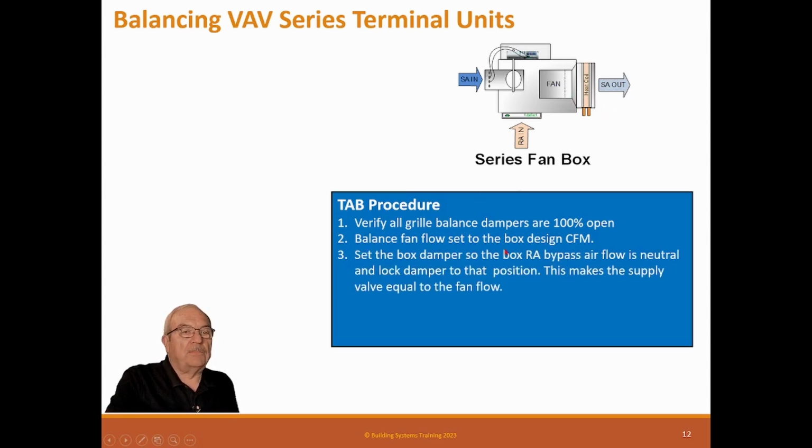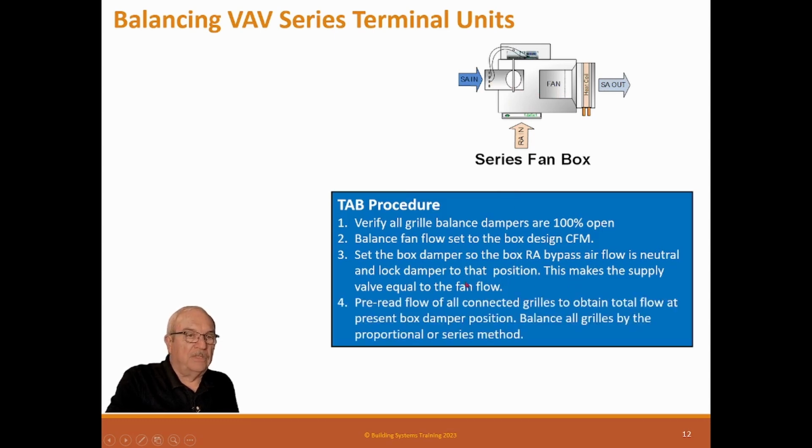Set the box damper so the box return air bypass flow is neutral. So then what you do is you go in here and you open this damper until there's no flow in or out of this opening here to the plenum. That makes this air equal to that air, so you know that all the air coming in is going out this fan. And you need to do that to calibrate this box. So you've got equal flow. Then you read the flow on all connected grills and obtain the total flow present at this box damper position and this fan at full flow.